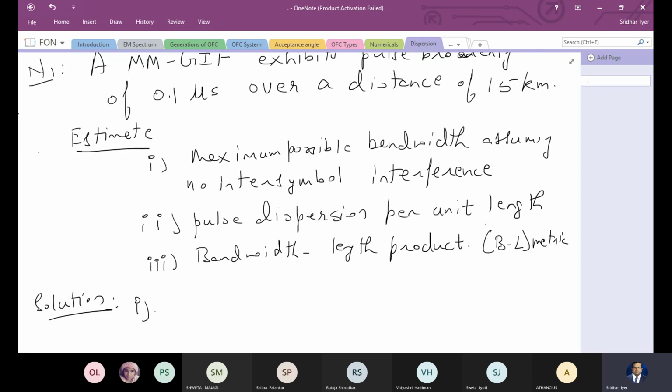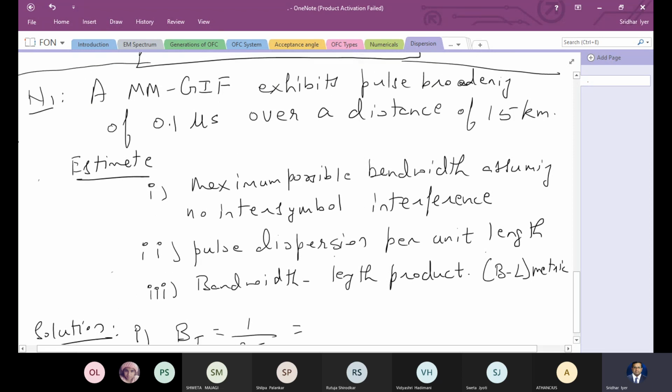Any question? Okay. So part 1 says we need to calculate the maximum possible bandwidth assuming no inter-symbol interference. We already have this equation that the bit rate, if I call it BT, is 1 by 2 tau. So BT is 1 by 2 tau, and we are already given the value of tau.